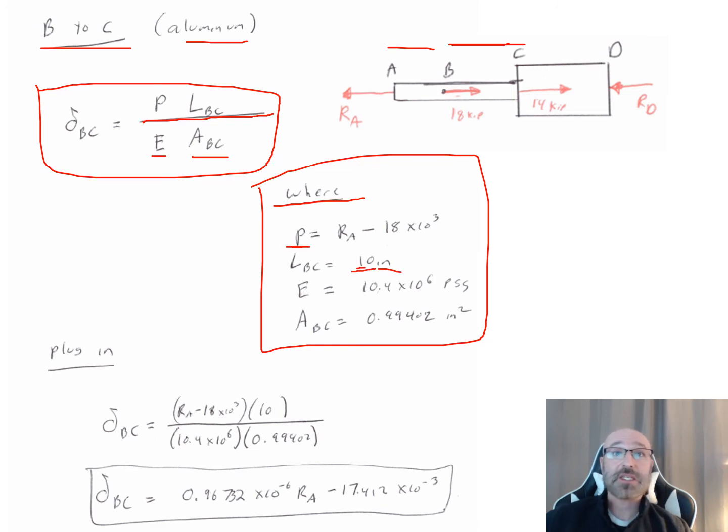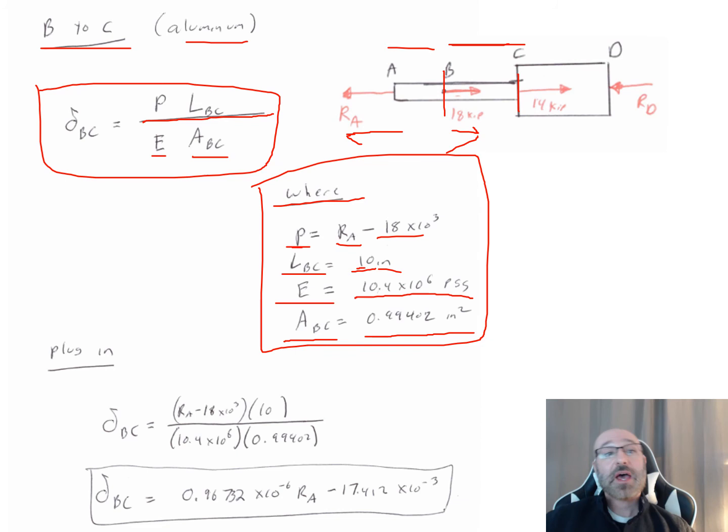So my P in this case, if I look at B to C right here, I'm going to have this RA minus this 18. RA is going in this direction here. My 18 is going in the opposite direction, so the sign convention is different. So my load here is going to be RA minus 18 times 10 to the third. My length of this is given in the problem statement. I can go back to my initial setup page here. This is 10 inches. My modulus of elasticity for aluminum, 10.4 times 10 to the 6 psi. And my area for this member BC is 0.9942 inches squared, the same as it was for AB because the diameter is the same.